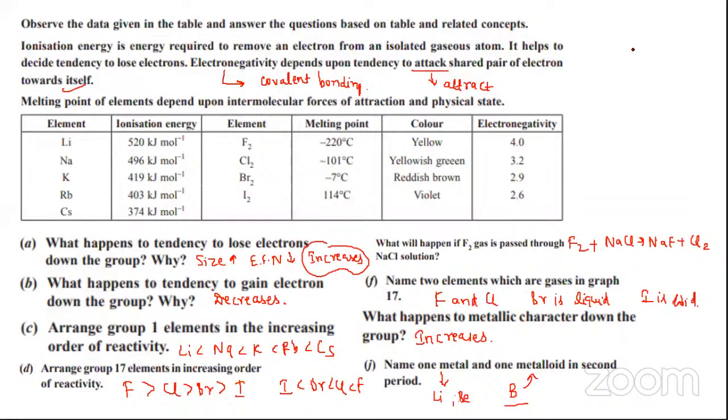Sir, can it not be carbon as the metalloid? Carbon is a non-metal. Sir, carbon is a metalloid type. Non-metal it is. Who said? It never behaves as a metal. Carbon is a non-metal, okay? Boron should be your answer. Fine.